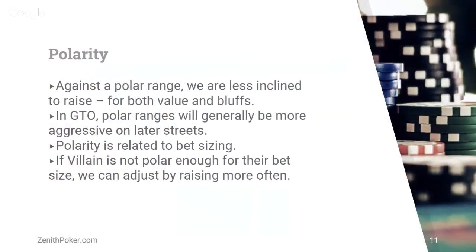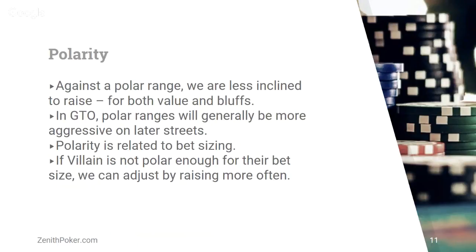Actually, I have a quick question about the polarities. So when you say villain is not polar enough for their bet size, you can raise more, right? So let's say on an early street, villain bets pot with a middle pair, is that enough for us to start raising the size? I'm not sure what you mean exactly by that, but just in general, whether their range isn't polar enough for their bet size.